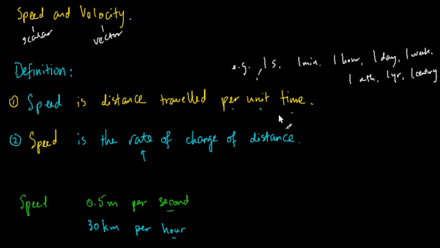So as long as you can describe the speed of some moving object, can be you walking or can be a car moving, as some number of some distance, again it can be meters or kilometers or inches, over some unit of time, then you have the speed. So distance traveled per unit time.